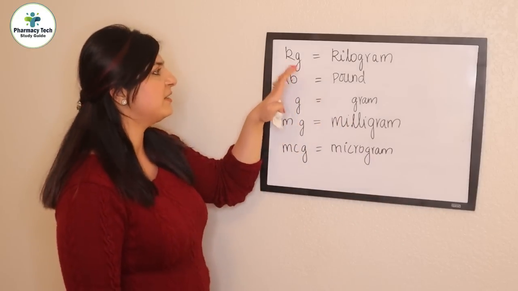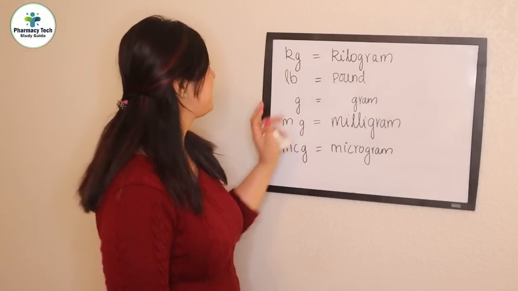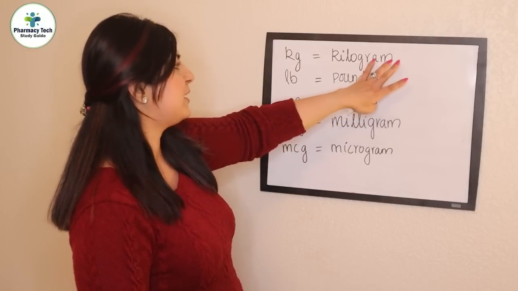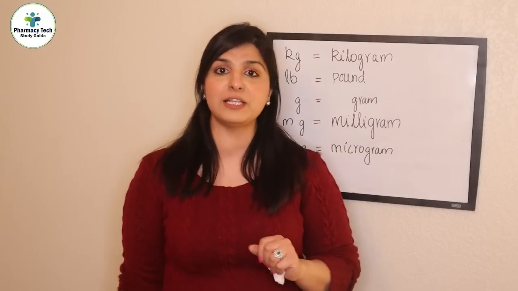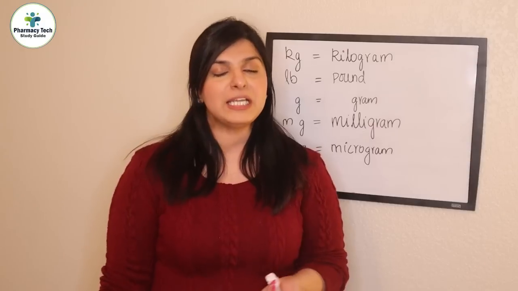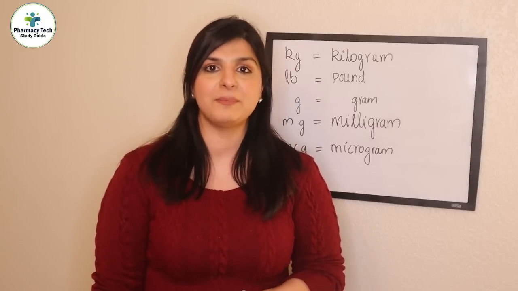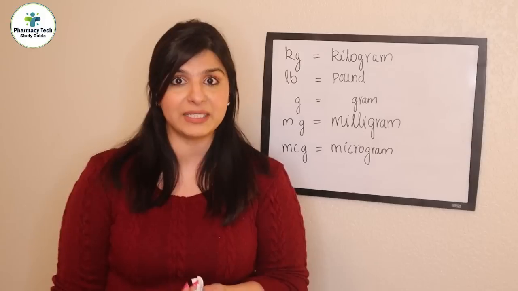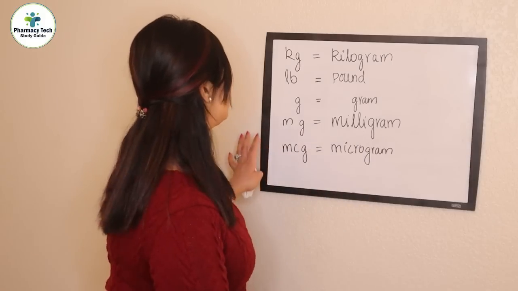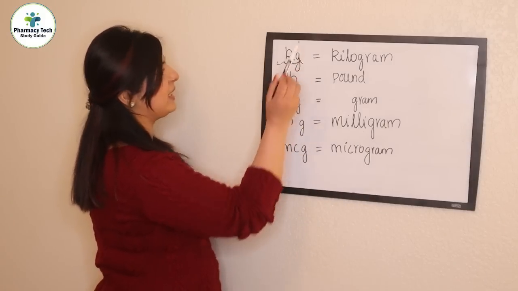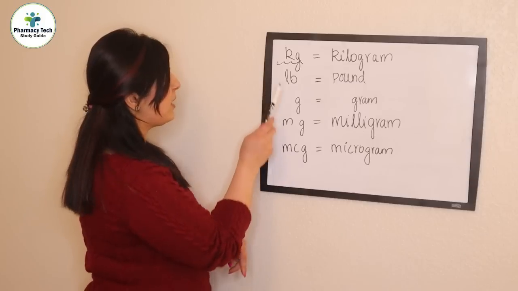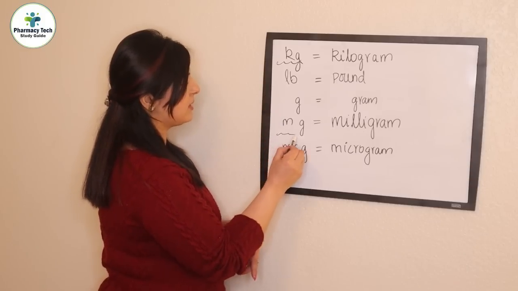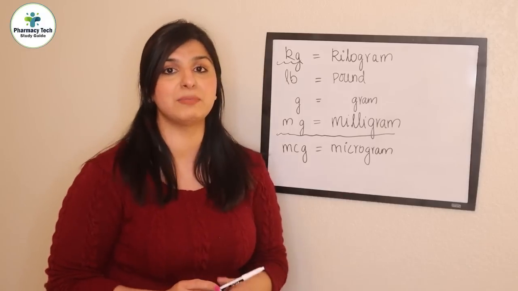Here, kg represents kilogram. That's a unit of measurement of solids. We normally do not use kilogram. We almost always convert kilograms into milligrams. So you should know how to convert if the weight is given in kilogram or gram into milligram, because milligram is the standard unit dose for your solids.